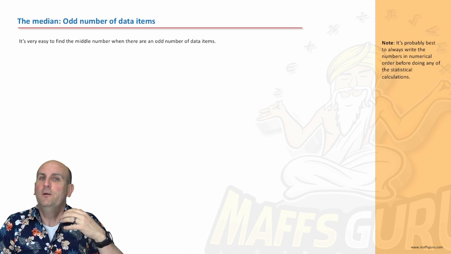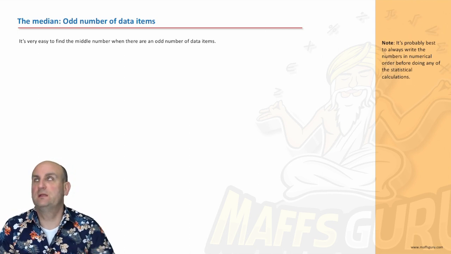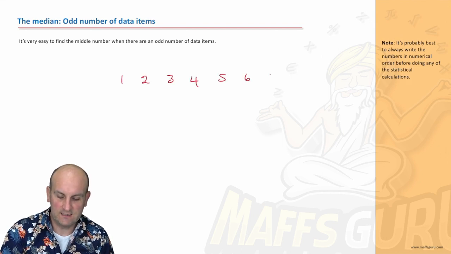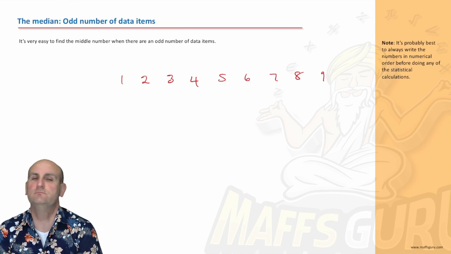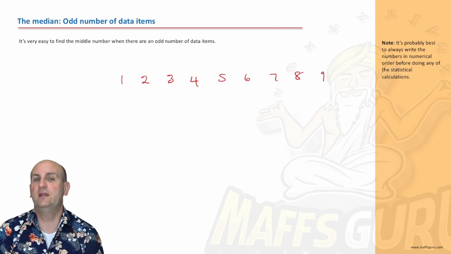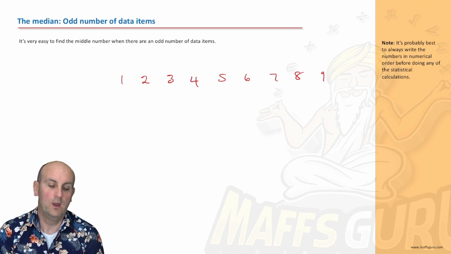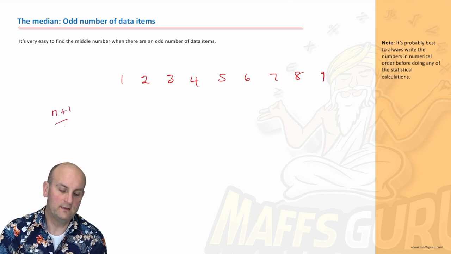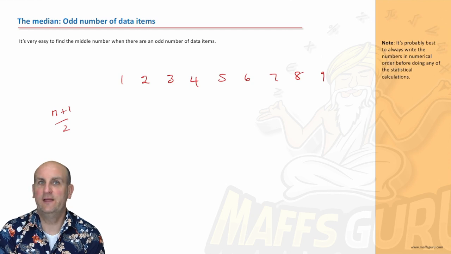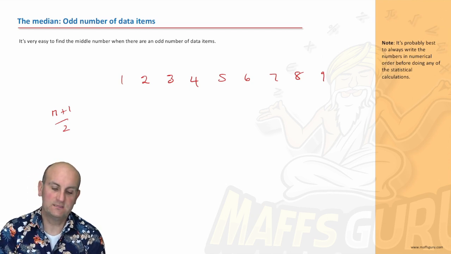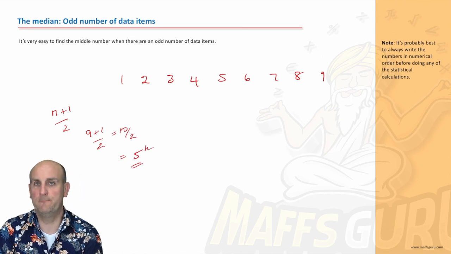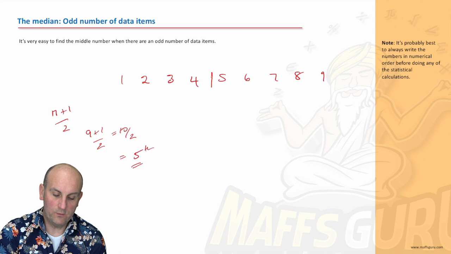Now, obviously, when you have an odd number of data items, it's so easy to find the middle. So if I have the numbers 1, 2, 3, 4, 5, 6, 7, 8, 9, you're going to turn around and say, well, that was stupid, and I'm like, hold on. There are 9 data items. How do you find the middle one? Lots and lots of different ways. One way of doing it is to say the number of data items plus 1, divided by 2. Now that's not the median, that just tells you the position of the middle number. So there are 9 data items, plus 1 divided by 2 is 10 divided by 2. It means the fifth number is my middle number.